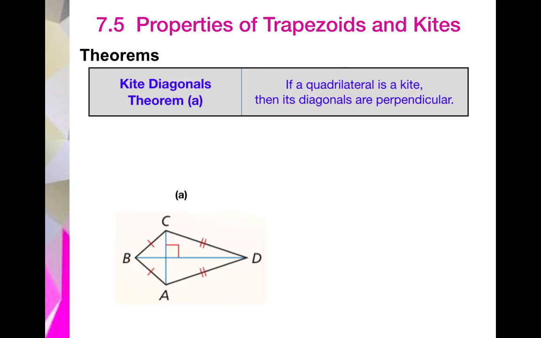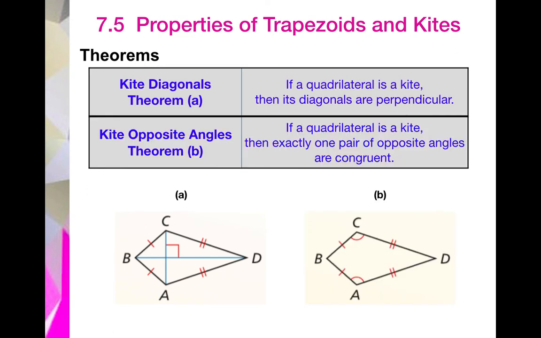So there's the kite diagonals theorem. If a quadrilateral is a kite, then its diagonals are perpendicular, very much like a rhombus's. There's also the kite opposite angles theorem. When you have a kite, then one pair of opposite angles are congruent. And in this case, it's A and C. B and D are not congruent. So be careful. When you have a kite, you only have one pair of congruent angles.